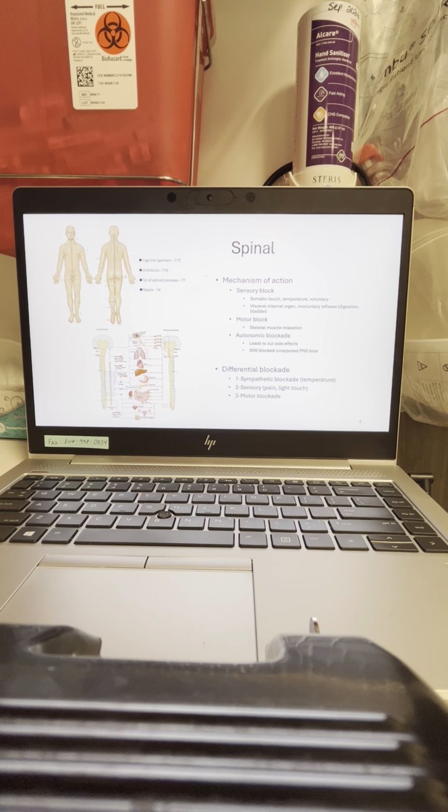And the motor block doesn't always, it's not always completely equal, especially for total knees. I feel like generally they might be able to wiggle their toes a little bit earlier, but still can't move their knee. Okay, any questions about any of that?